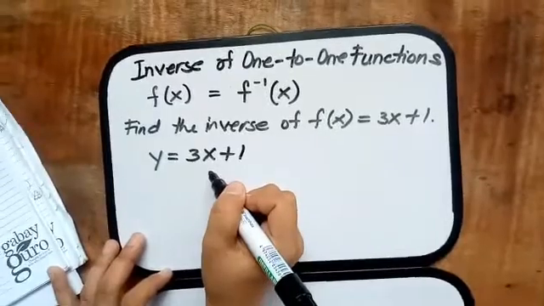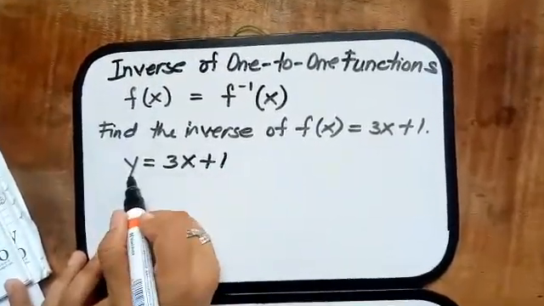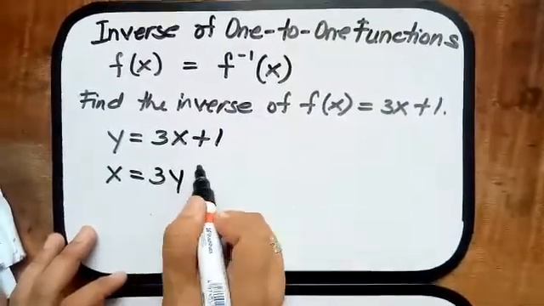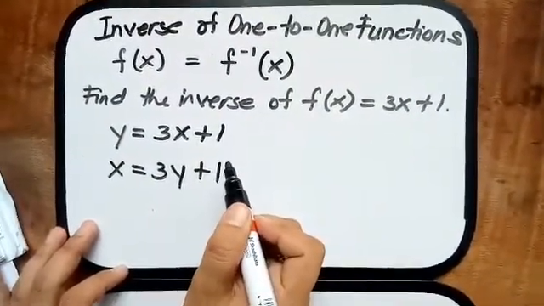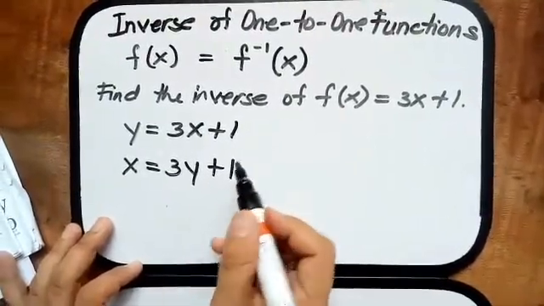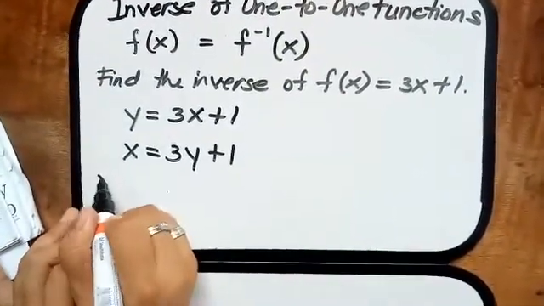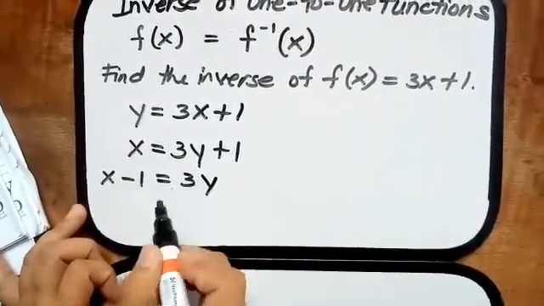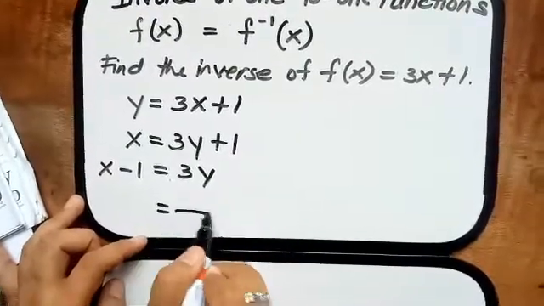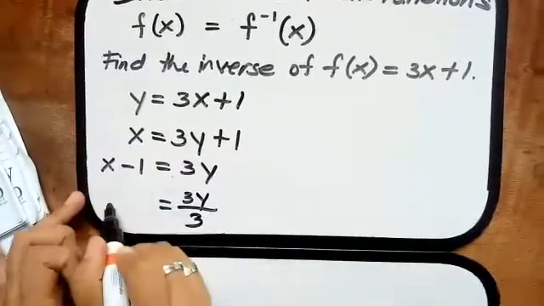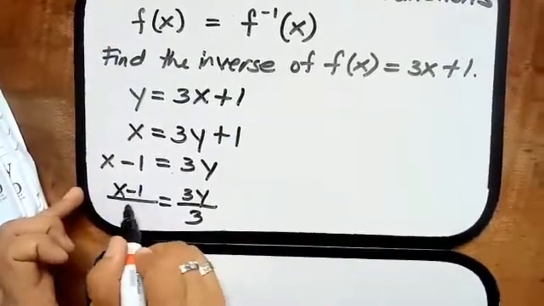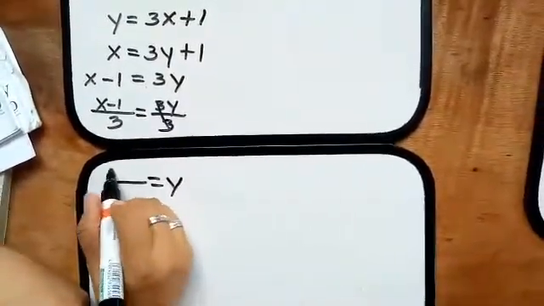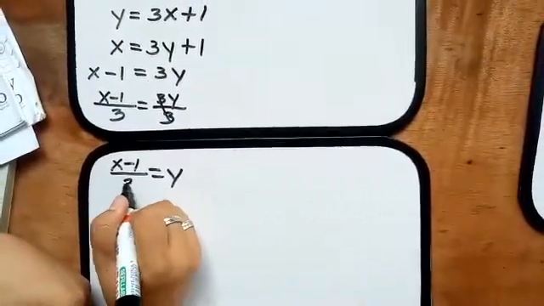Second step, interchange the x and y variables. So the y will become x and the x here will become y. Then, solve for y in terms of x. Meaning, we will have x minus 1 is equal to 3y. Then, to get y, we will divide both sides by 3. So, x minus 1 divided by 3. So we have y is equal to x minus 1 over 3.